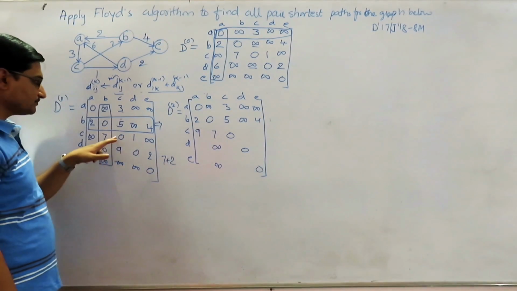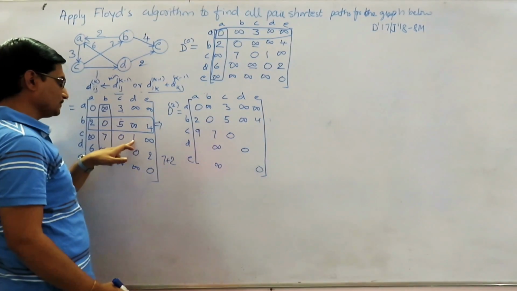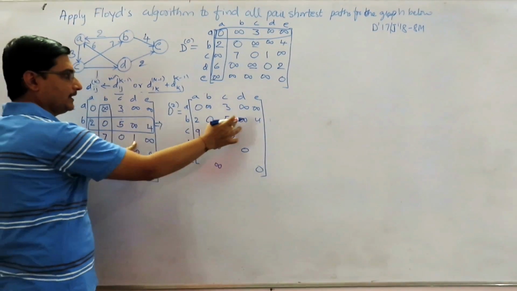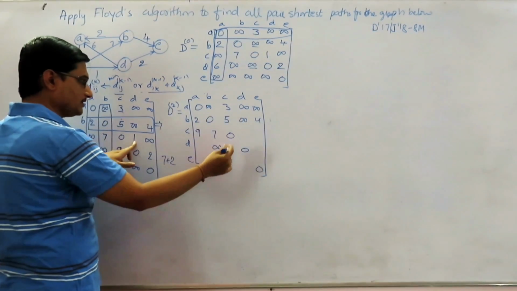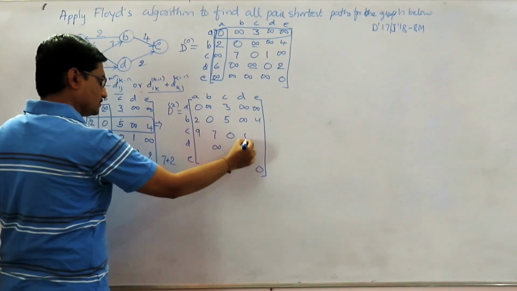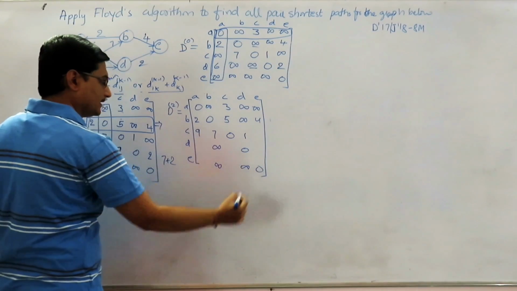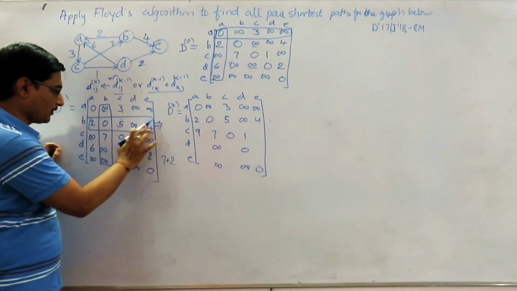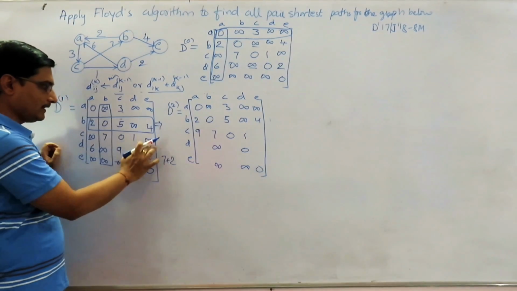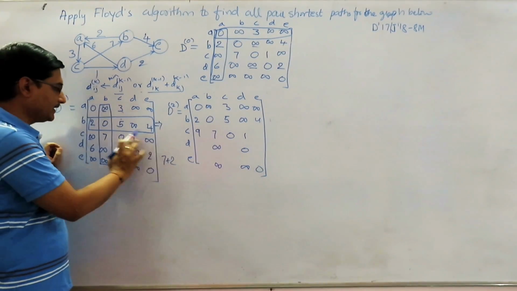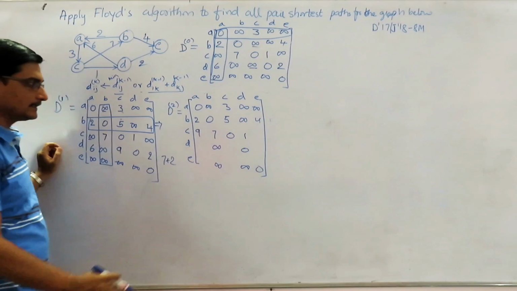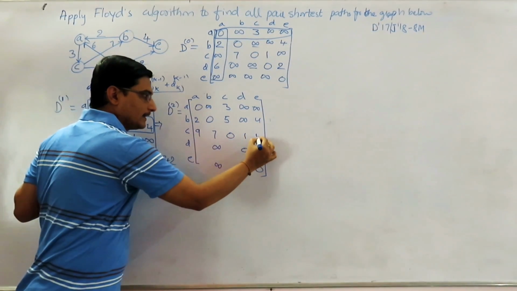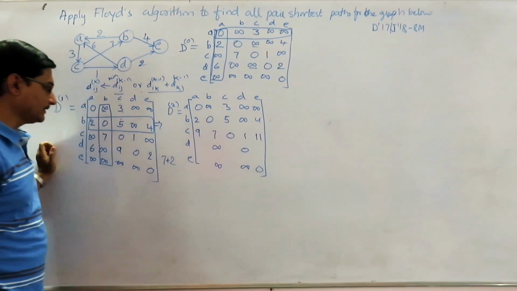And now this is 0 and this one is 1. 7 plus infinity is infinity, so this column is also not going to change. So it is 1 and infinity. Directly we can write. And now see that this is 7 and this is 4. 7 plus 4 is 11 and the earlier entry is infinity. 7 plus 4 is 11 is less, so let us update that with 11.